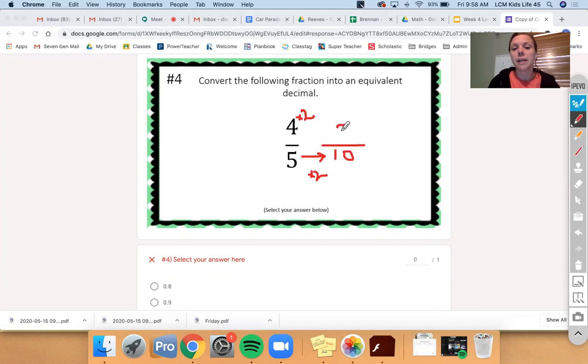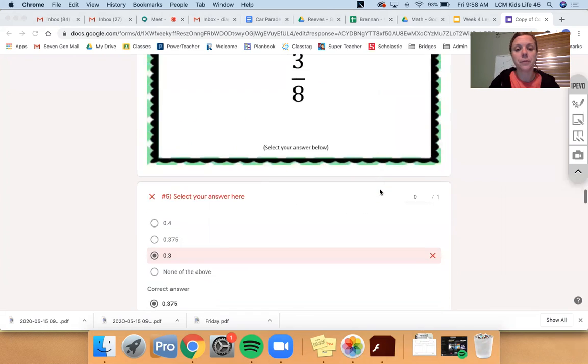4 times 2 is 8. So now my new fraction that's ready to be put into a decimal is 8 over 10. One zero, one space. Take this, plop it in, and I have 0.8. So if I go down here, that is one of the choices. Okay, so we're going to clear this. We're going to look at some of the other ones.